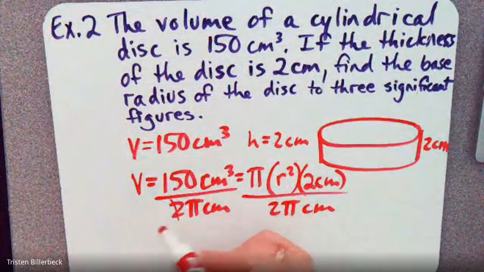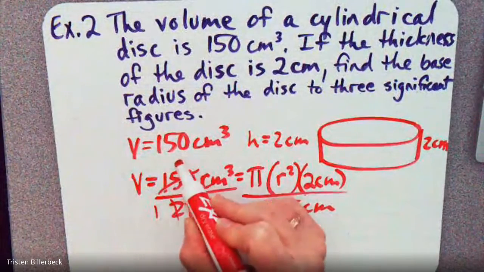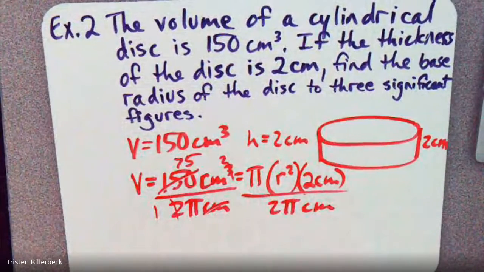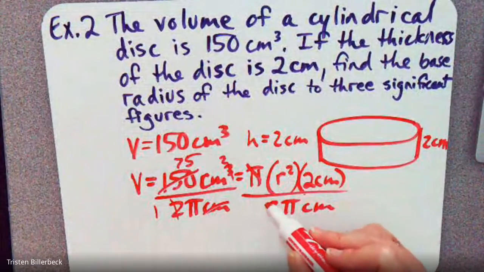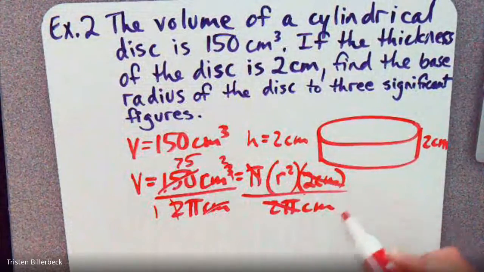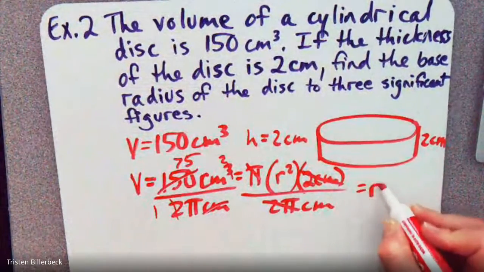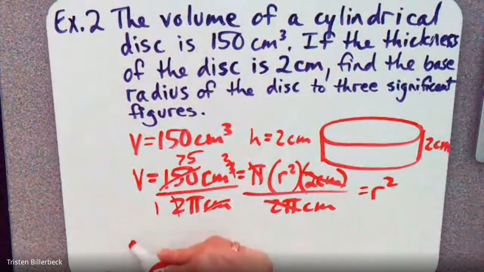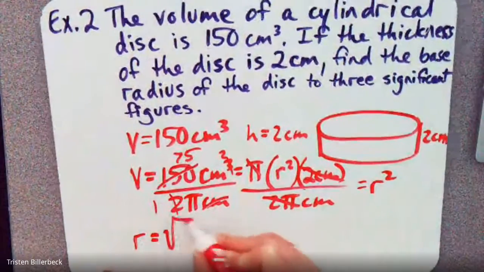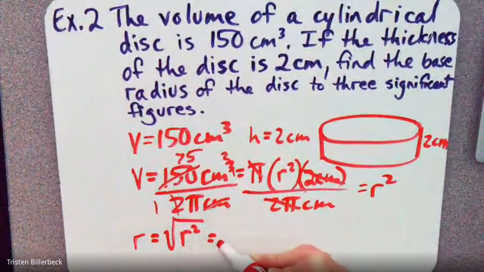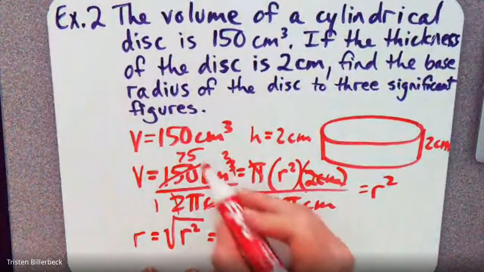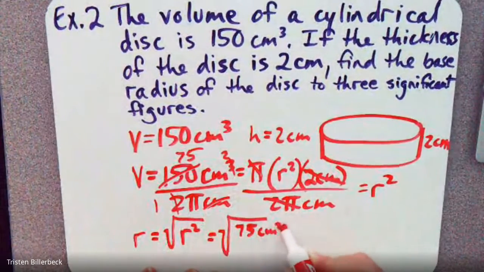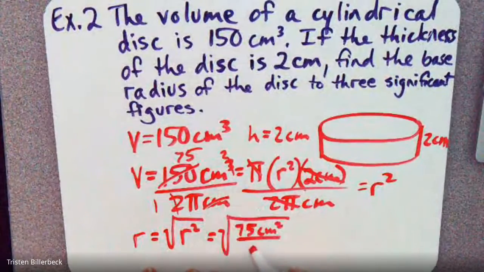Okay, we'll take the 2 out of here and make that 75. And one of these centimeters becomes centimeters squared, and this all cancels out. So we have r squared left over here. If I want to find r, r equals the square root of r squared. So I'm going to put the square root of what's left here, which is 75 centimeters squared divided by pi.